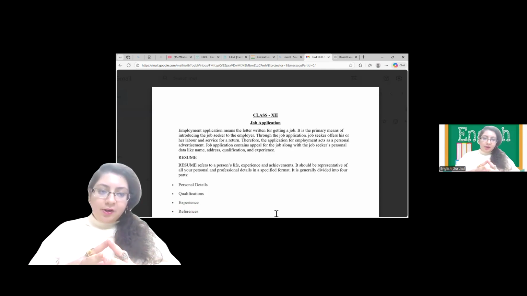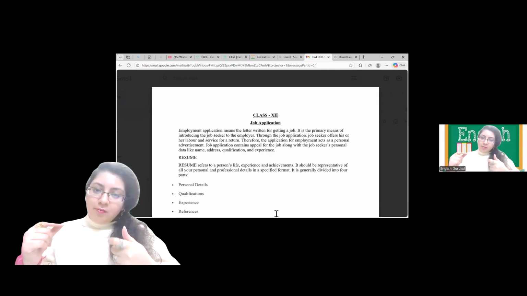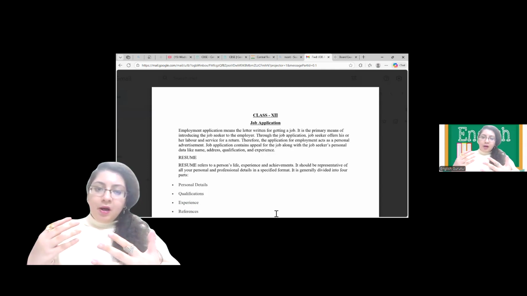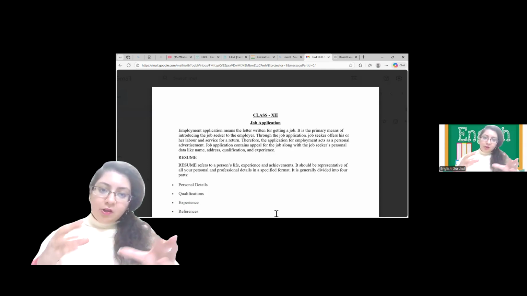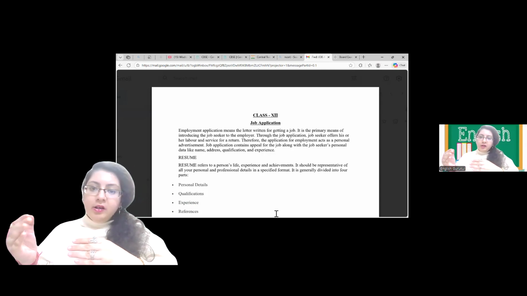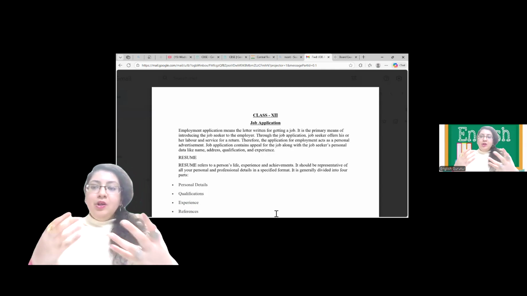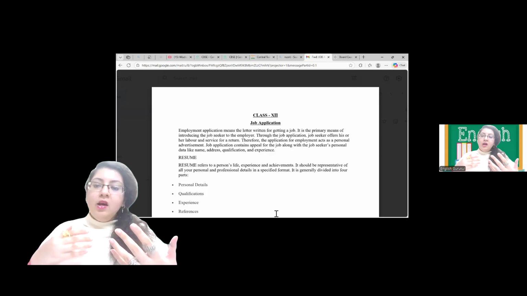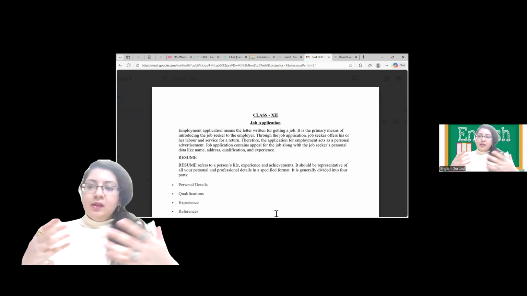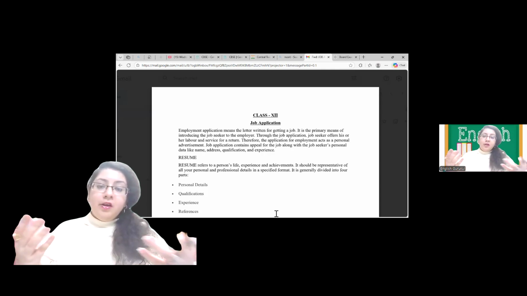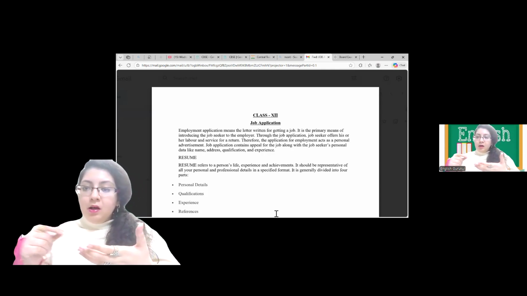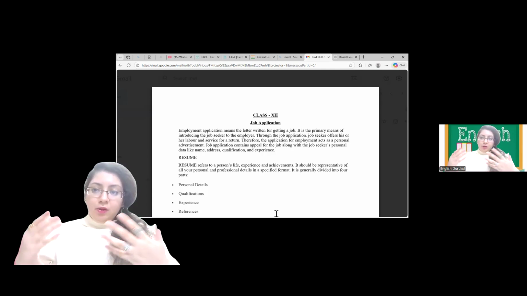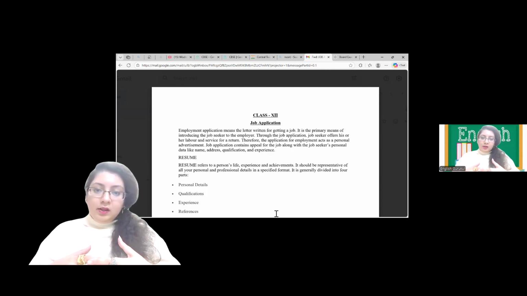Alright, let's start off now. An employment application means the letter written for getting a job. It acts as the primary means of introducing the job seeker to the employer. Tomorrow you will be going for job interviews and applying for various kinds of jobs in different arenas, so you will be writing job applications for them, which is also accompanied by a resume.